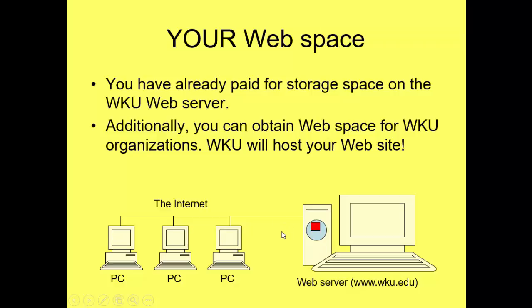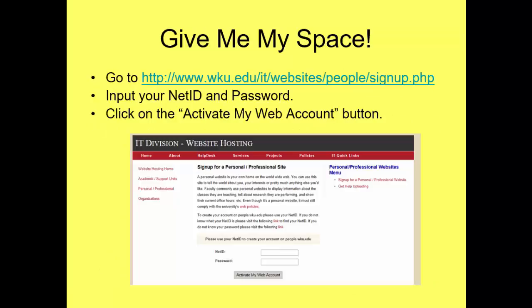Now, to turn on your web space at Western's web server, all you have to do is submit a form. You go to a web page and you submit that form. Here's what the website address is for that form. I have a link on the Blackboard page as well, and you input your NetID and password to get your space turned on. So let's do that.